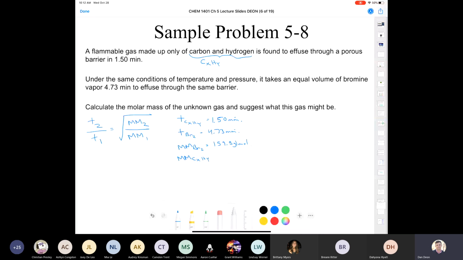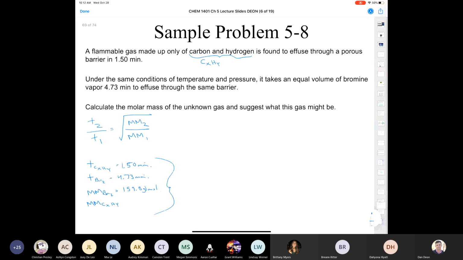Well, let's start plugging some numbers into our formula. So let me rewrite the formula. I'm always worried I'm going to run out of space. So if I have my T of CxHy over the time for my Br2, it's going to be equal to the square root of the molar mass of CxHy divided by the molar mass of Br2.